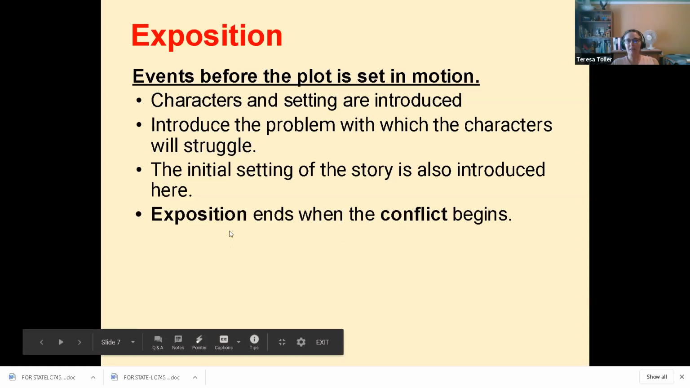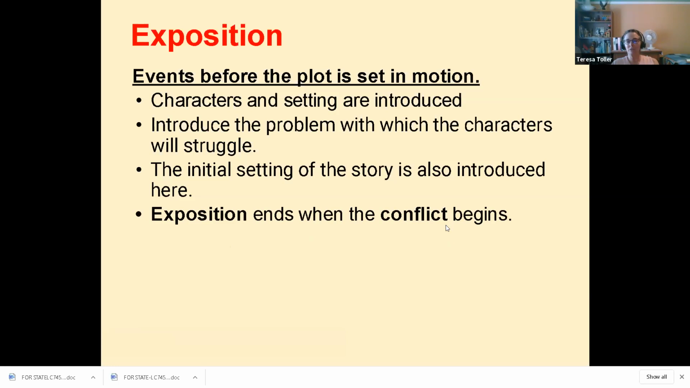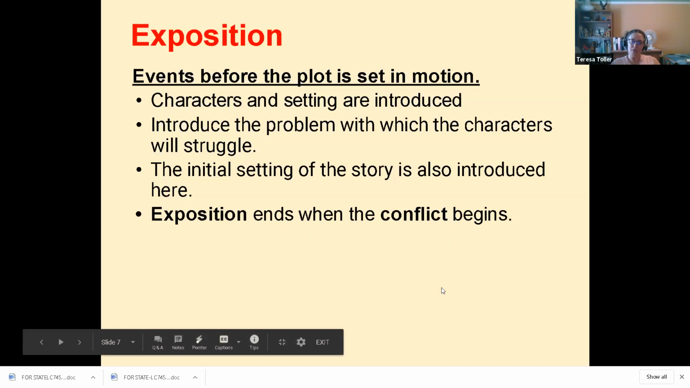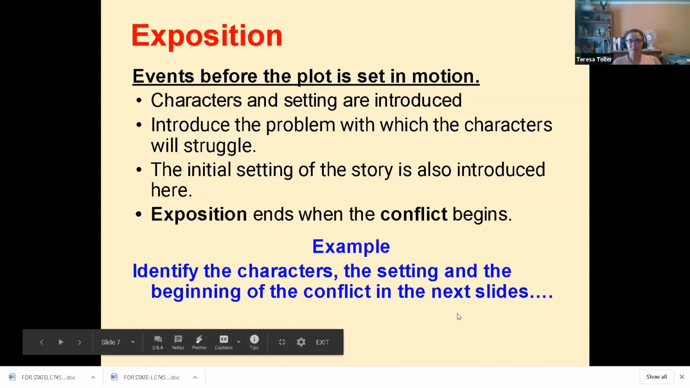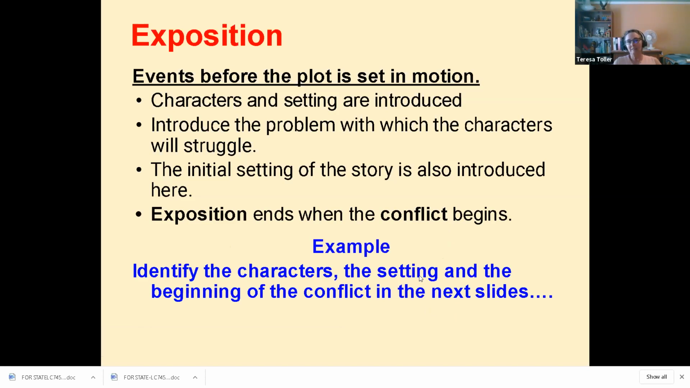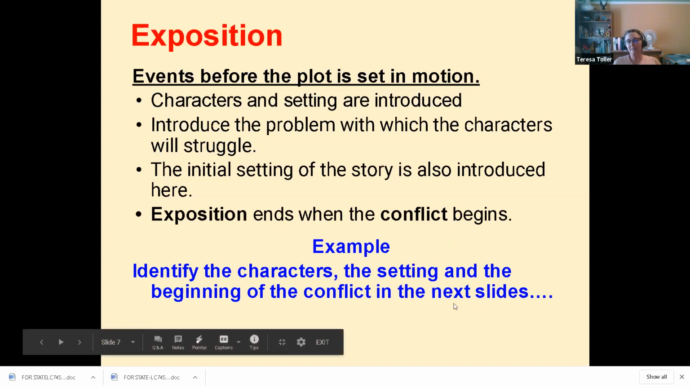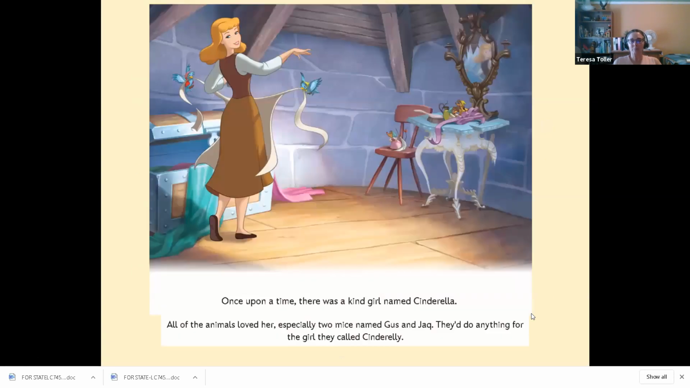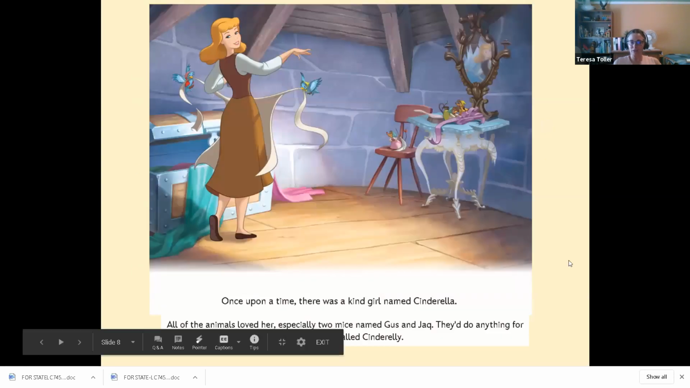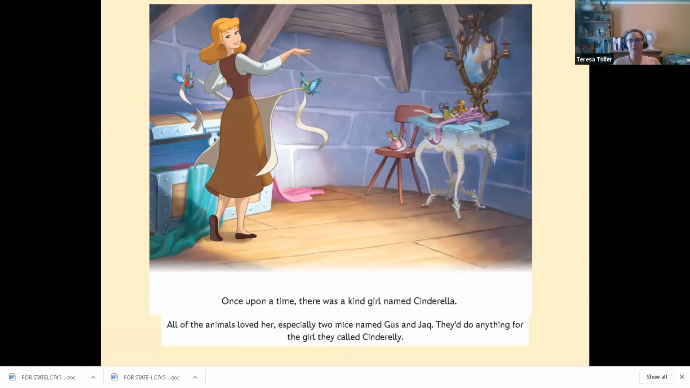When you begin to see that conflict and understand what the conflict really is, then you know that you're beyond the exposition. Okay, so we are going to identify the characters, the setting, and the beginning of the conflict in the first part of Cinderella. Once upon a time, there was a kind girl named Cinderella. All of the animals loved her, especially two mice named Gus and Jacques.